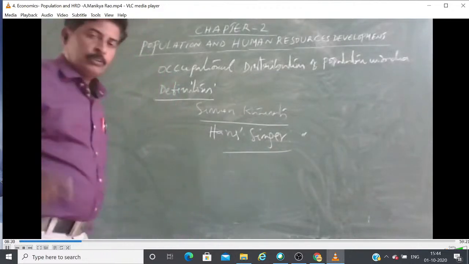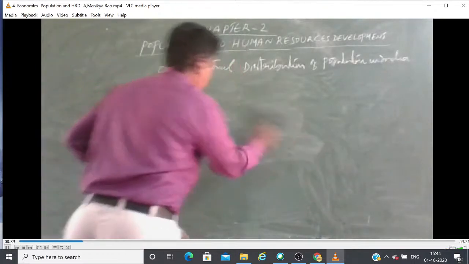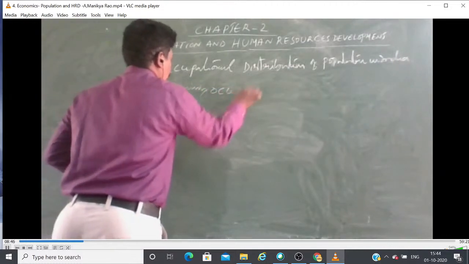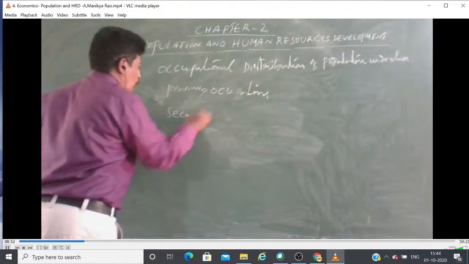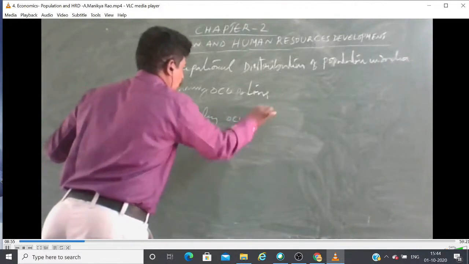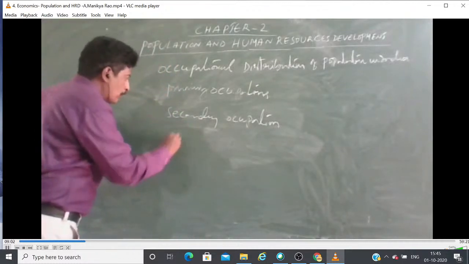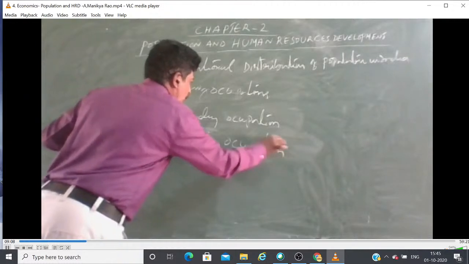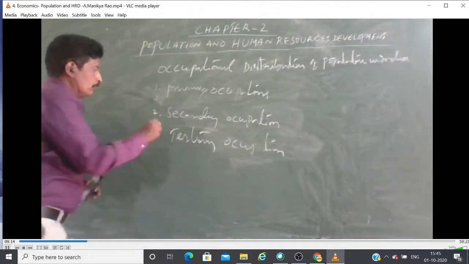Then coming to occupations, different occupations: primary occupations, secondary occupations and tertiary occupations. Occupations means వృత్తులు. First one is primary, secondary and tertiary.